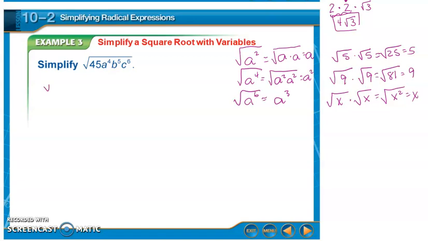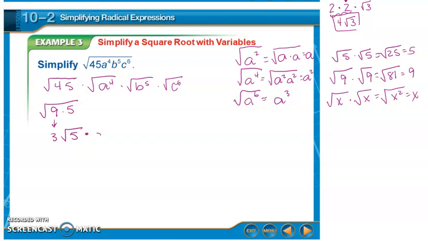I've got the square root of 45. We can do that one, times the square root of a to the 4th, times the square root of b to the 5th, times the square root of c to the 6th. Square root of 45 is the square root of 9 times 5. Square root of 9 is 3, leaves behind a square root of 5. The square root of a to the 4th, take the exponent and divide it by 2. So this is a squared. Square root of c to the 6th is c to the 3rd. Take the exponent and divide it by 2.